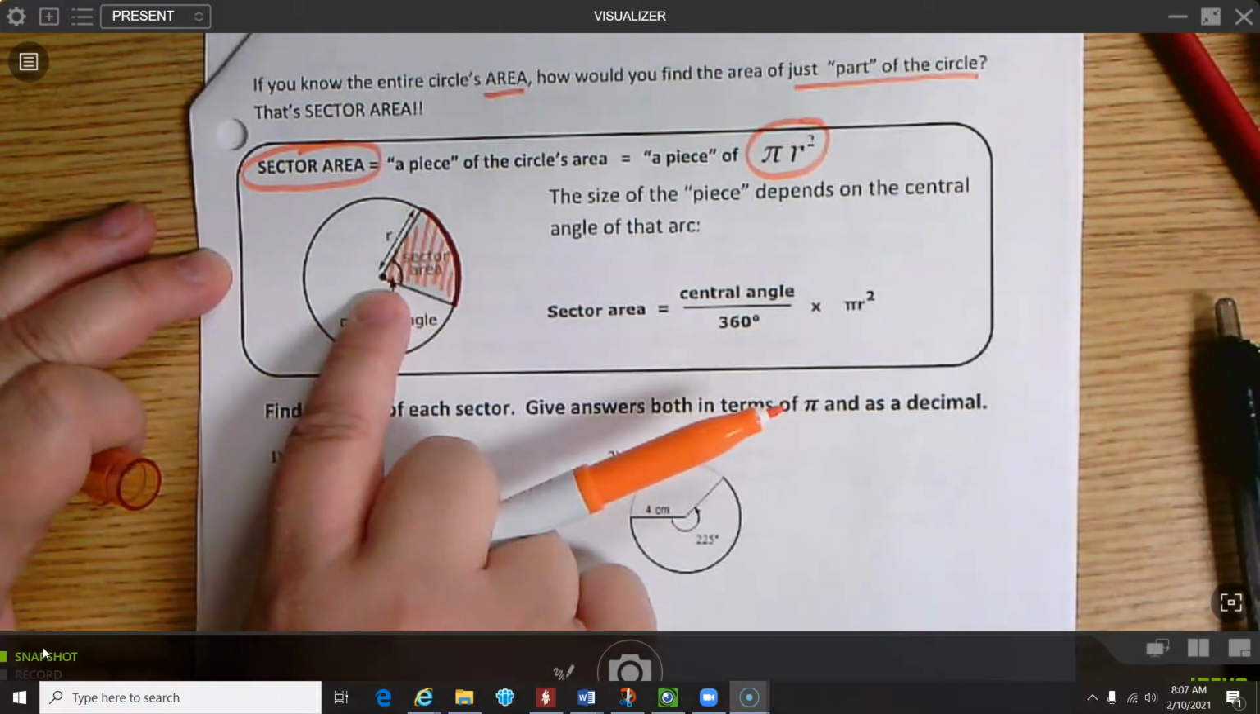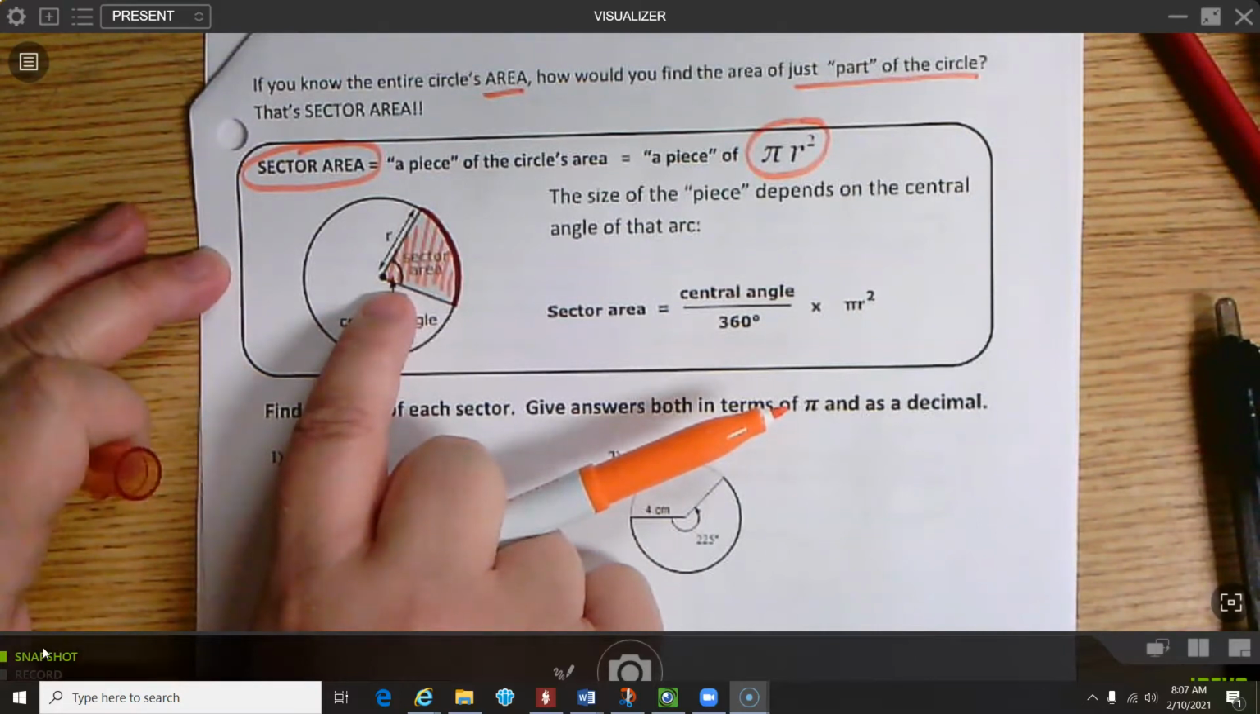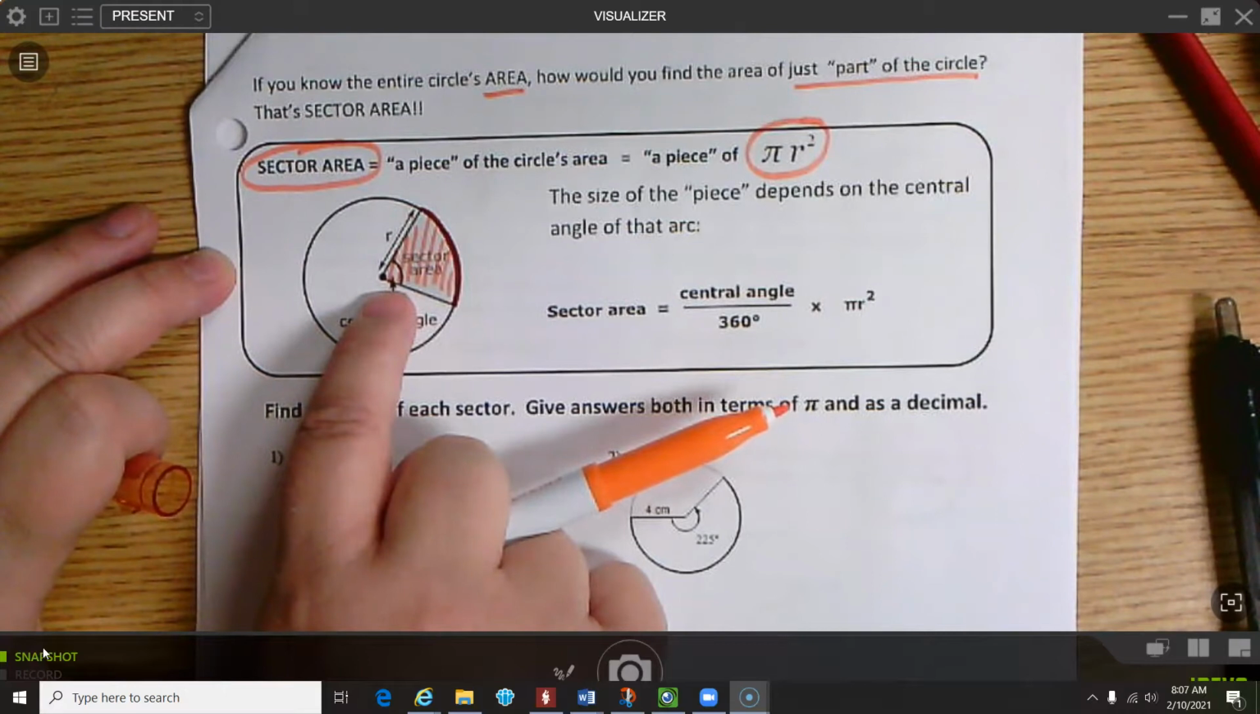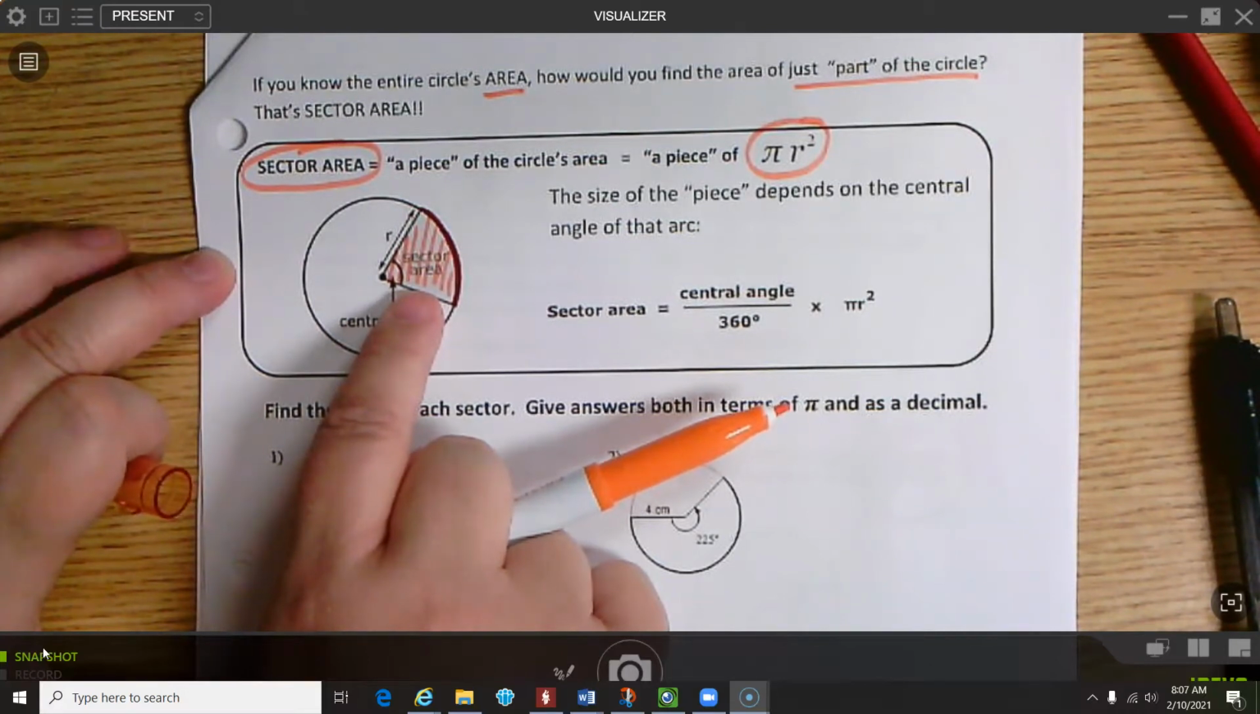How much of the circle do we want? So, for instance, if this was 90 degrees, 90 out of 360, that's a quarter of the circle. So I would say 1/4 of the area is the area of this chunk. If it was 180 out of 360, that would be half the circle. So I would want half the area of the whole circle.